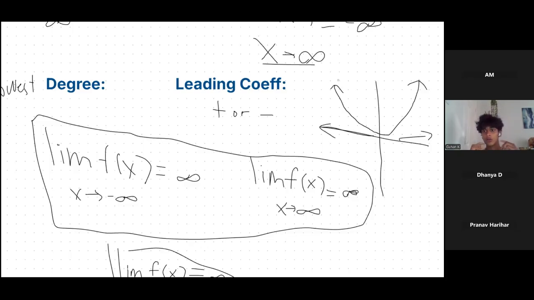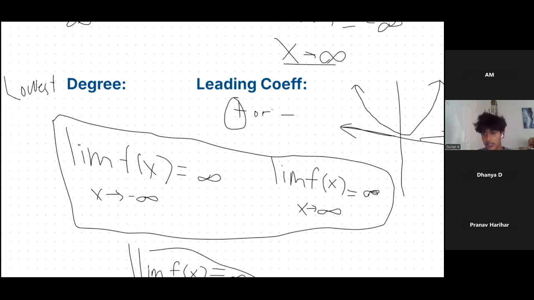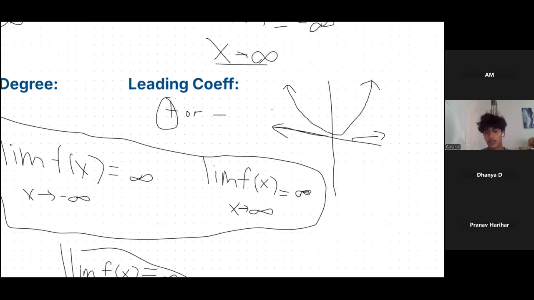Okay, so we know that this must be an even function because on both sides, f of x is going to infinity. And since these are both going positively, we know that the leading coefficient is positive. These are going to positive infinity, and it's an even function. And as for the lowest degree, since it must be an even function, the lowest degree even function is a quadratic, so just x squared. So the lowest degree will be 2.